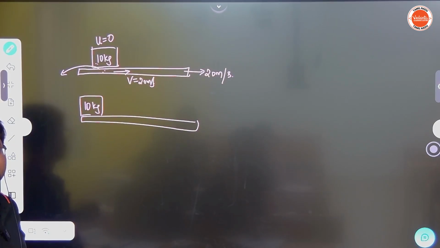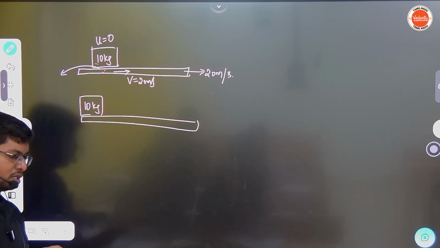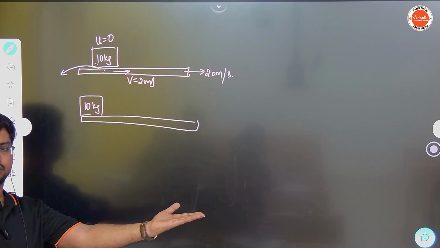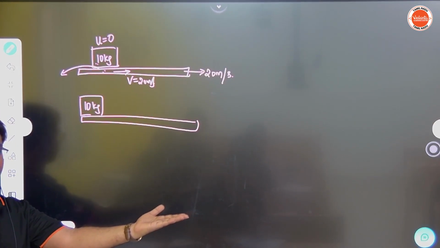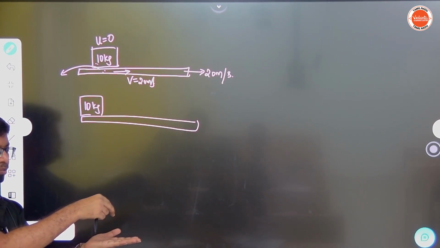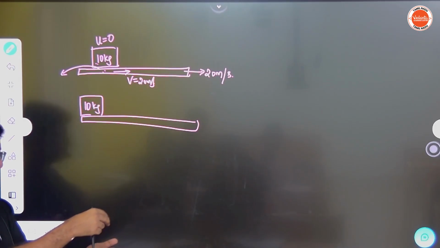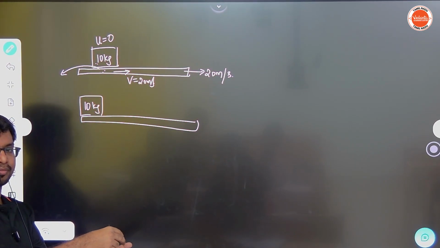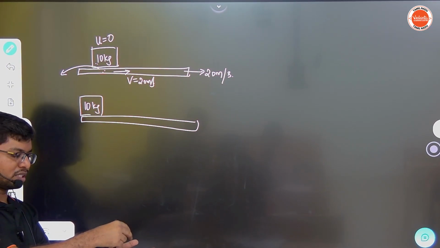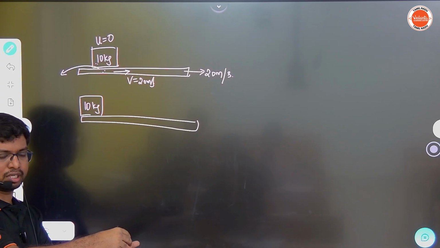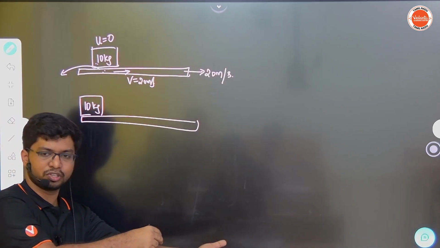Try to understand. I have a belt which is already moving with some velocity, right? If I place a mass over here, gently placed, its initial velocity is 0, right? But then still it is moving forward here.